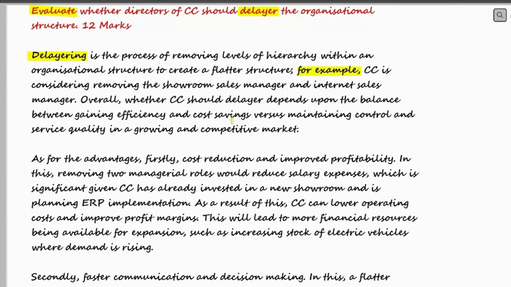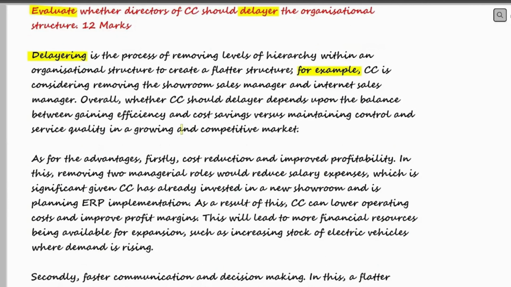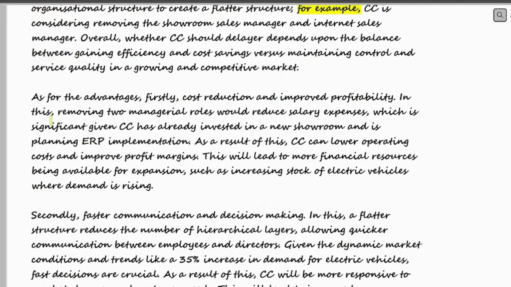Overall, whether CC should delayer depends upon the balance between gaining efficiency and cost saving versus maintaining control and service quality in a growing and competitive market. This point was as such not required over here, but I just mentioned it to add a little spice to the answer. So as for the advantages, firstly, cost reduction and improved profitability.